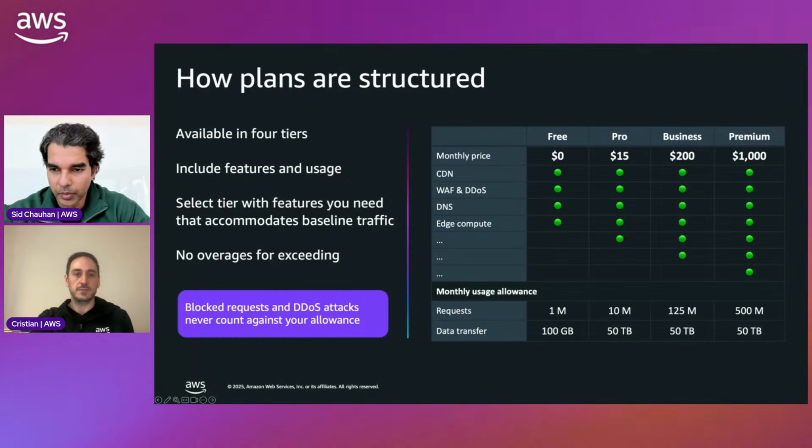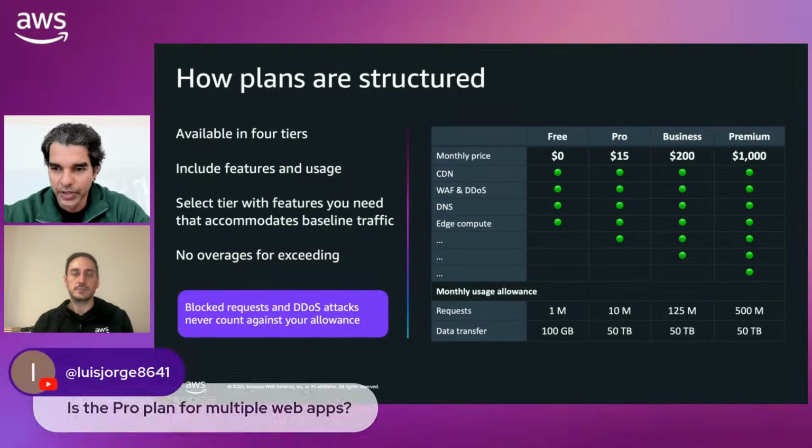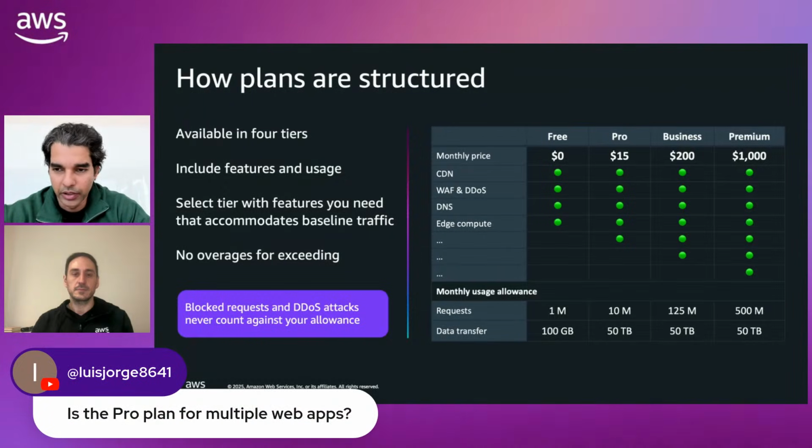Awesome. One more, Louis George 8641 asks, the Pro plan, is this for multiple web apps, or is this something they should be looking at using if they have multiple web apps? Yeah, so typically the plans are going to be for one distribution and one application. They're going to be for one root level or apex domain. So you can have subdomains under an individual plan, but if you have separate domains and separate applications, you'd look at a different plan for each.